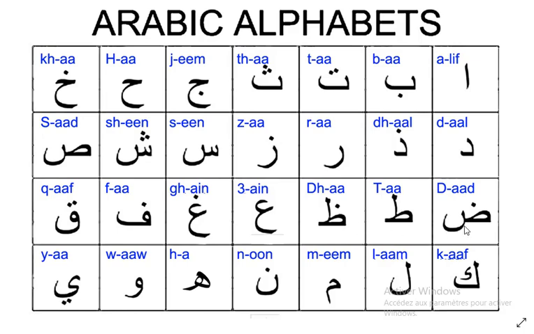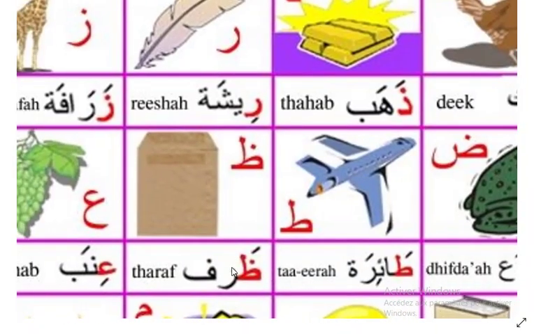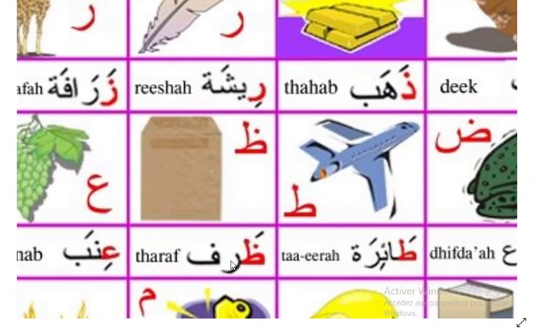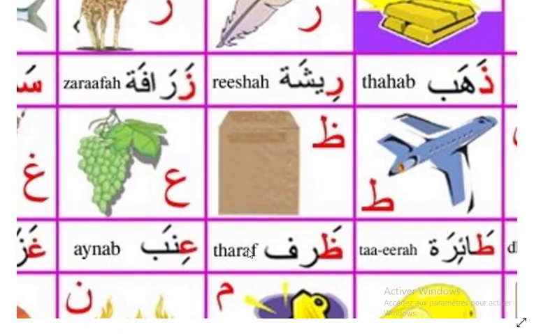ضاد. So we have ض and this ظ. It's like saying the dh but in a thick way. ظاء. It's a little bit difficult, but try to practice. The sound is ظ. It's like the dh but thicker. I'm going to give you an example: ظرف, which is an envelope.